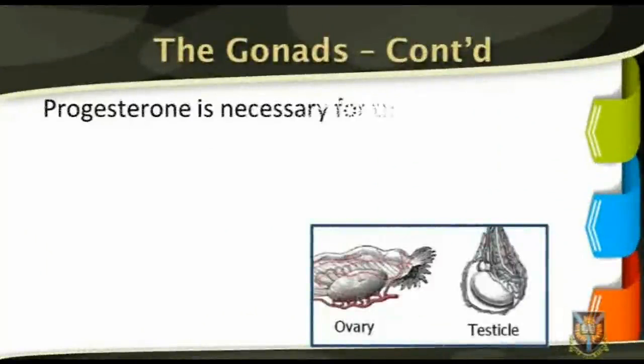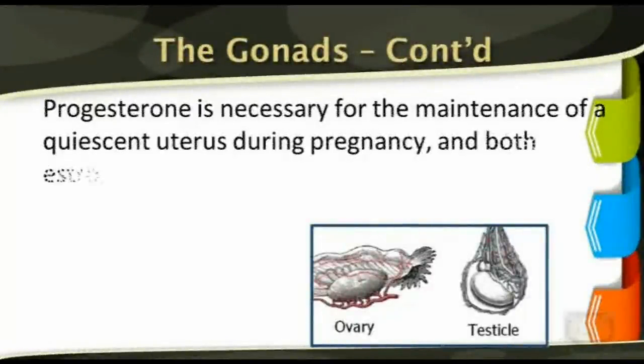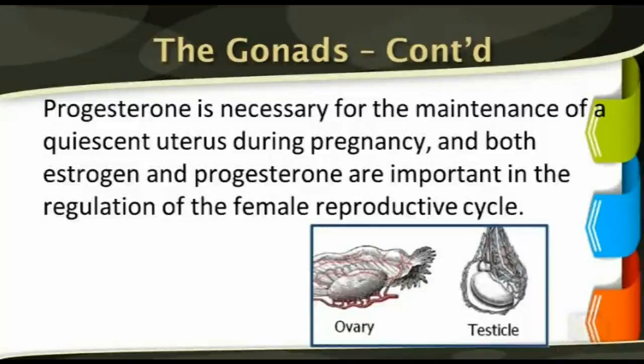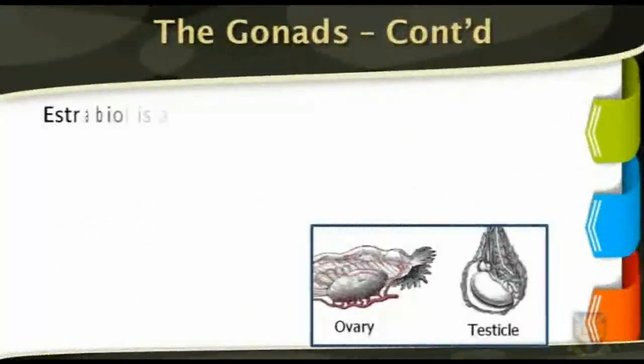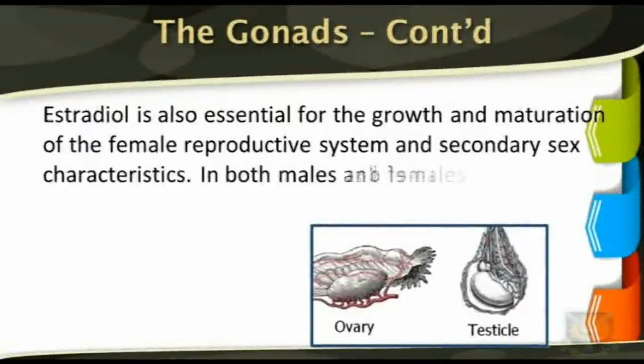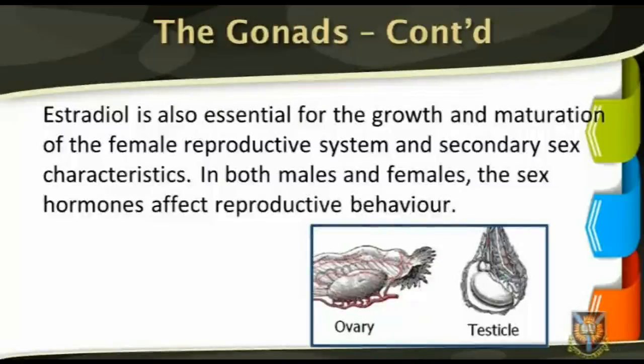The corpus luteum, a remnant of the ovulated follicle, produces both estradiol and the second major female sex hormone, progesterone. Progesterone is necessary for the maintenance of a quiescent uterus during pregnancy, and both estrogen and progesterone are important in the regulation of the female reproductive cycle. Estradiol is also essential for the growth and maturation of the female reproductive system and secondary sex characteristics. In both males and females, the sex hormones affect reproductive behavior.